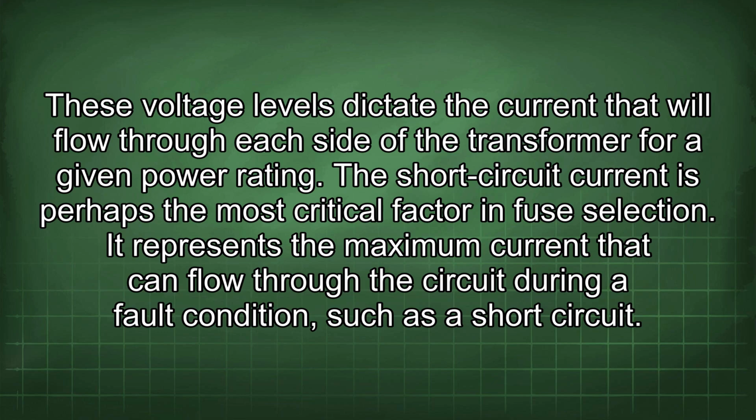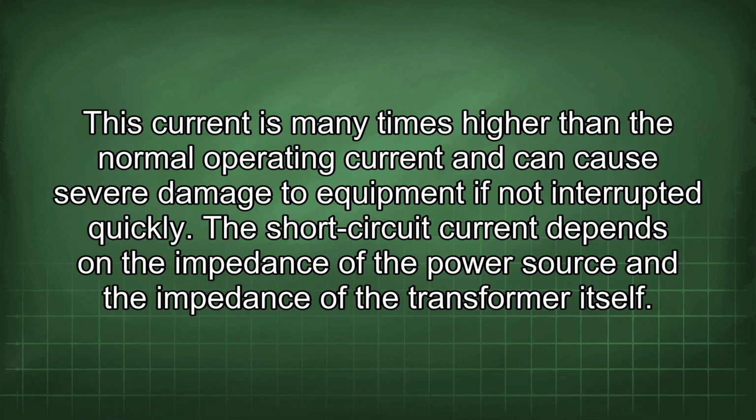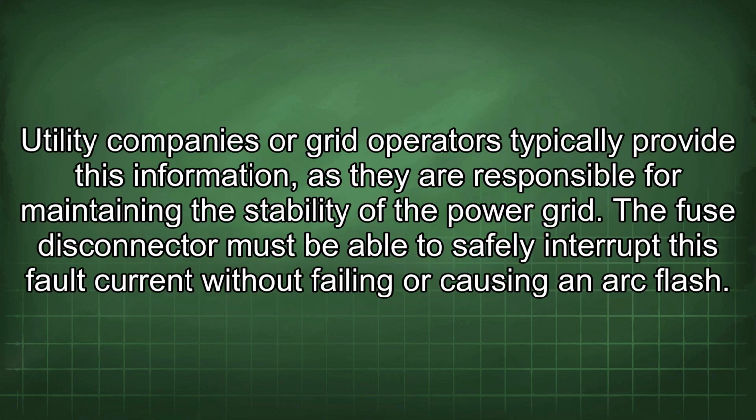The short circuit current is perhaps the most critical factor in fuse selection. It represents the maximum current that can flow through the circuit during a fault condition, such as a short circuit. This current is many times higher than the normal operating current and can cause severe damage to equipment if not interrupted quickly. The short circuit current depends on the impedance of the power source and the impedance of the transformer itself. Utility companies or grid operators typically provide this information, as they are responsible for maintaining the stability of the power grid. The fuse disconnector must be able to safely interrupt this fault current without failing or causing an arc flash.